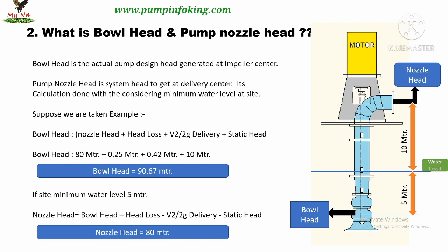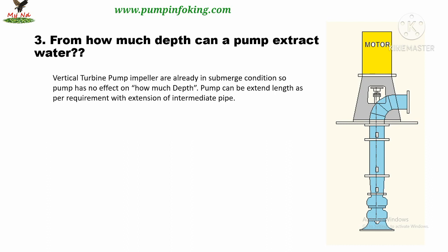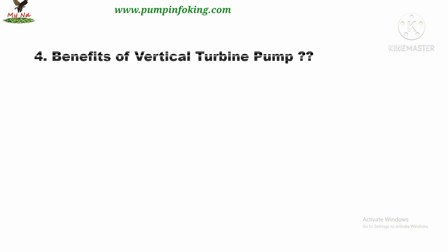Okay. The third frequently asked question is, from how much depth can a pump extract water? Okay. Vertical turbine pump impellers are already in a submerged condition, so the pump has no limit on how much depth. The pump can be extended in length as per requirement with extension of the intermediate pipe. The vertical turbine pump is to be designed with consideration of the minimum water level.